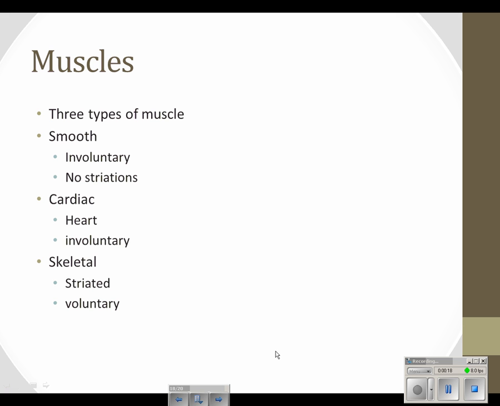Cardiac muscle, which makes up the heart, and there's some striations there. And again, it's involuntary. We don't have conscious control. And skeletal muscle, which is voluntary, so we can control it. And the muscle would appear striated.